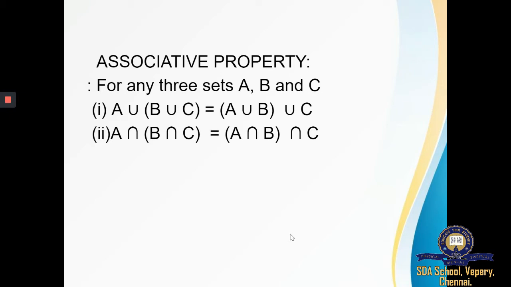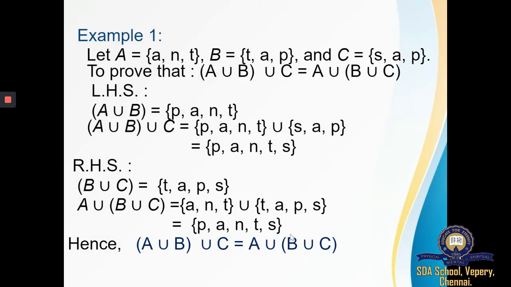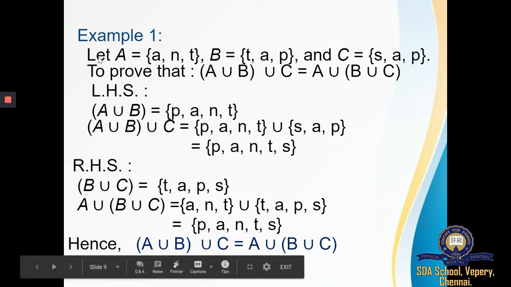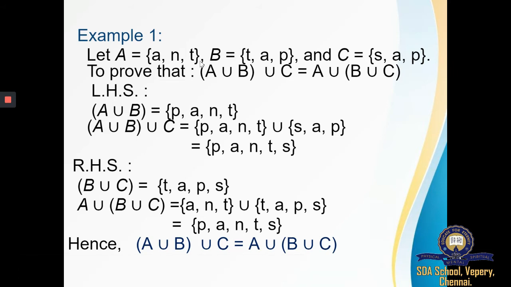Now, we shall prove this with the help of an example. So, we have this example. Let A consist of A and T, B consist of elements T, A, and P, and C consist of elements S, A, and P. You have to prove that (A union B) union C equals A union (B union C). Now let us take the LHS first, which means the left hand side. So what is my left hand side? (A union B) union C.